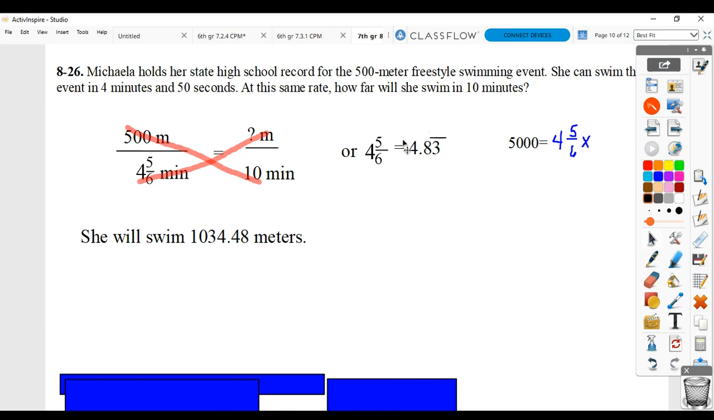Now, if you went with a decimal for 4 and 5/6, it'd be 4.83 repeating. And you could do that. But again, especially if you have use of the fractional calculator, this technique is just as easy, to divide by the mixed number. And typically, fractions are more precise than decimals, especially if they don't terminate.